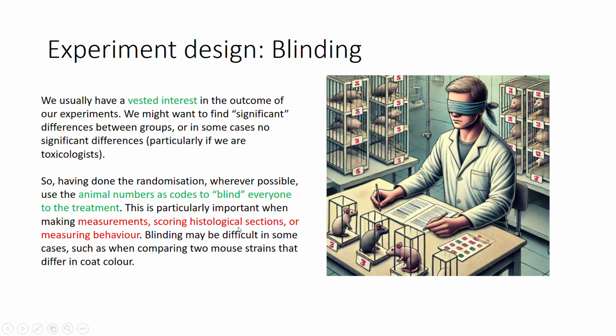scoring histological sections, or even making measurements. You may do the measurements more carefully when you have the treatment than when you have the control. So the best approach that you can have here is to blind the experiment so that the person doesn't know what he's applying and what he's measuring, he or she.